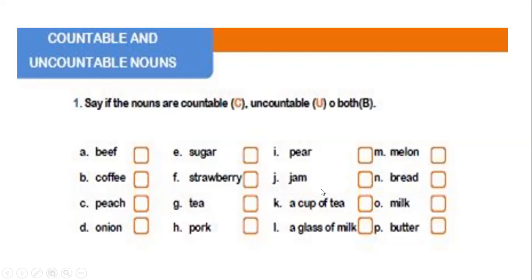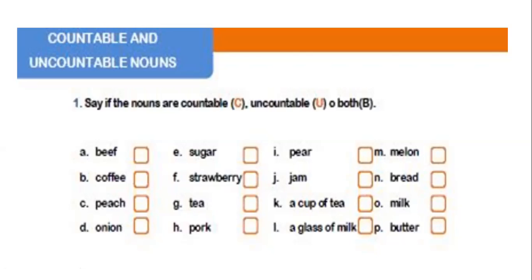Ok, pear. Countable. Yes, you can say one, two, three, four. Okay, jam. La mermelada, la jalea, jam. Uncountable. A menos que la midamos en pounds or jars o jarra, ¿verdad? Okay, a cup of tea. ¿Es countable or uncountable? Countable. Ahí sí lo estoy midiendo en tazas. Ahí sí ya puedo contar, ¿verdad? One cup of tea, two cups of tea, three cups of tea.